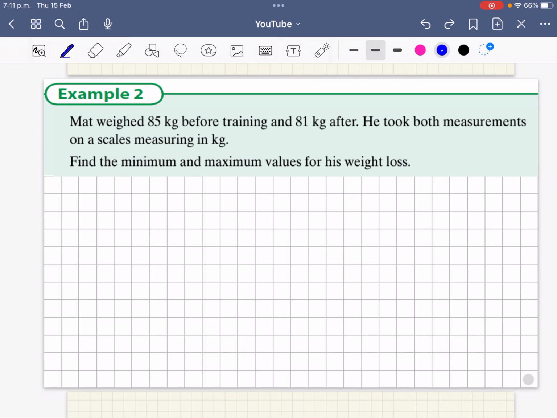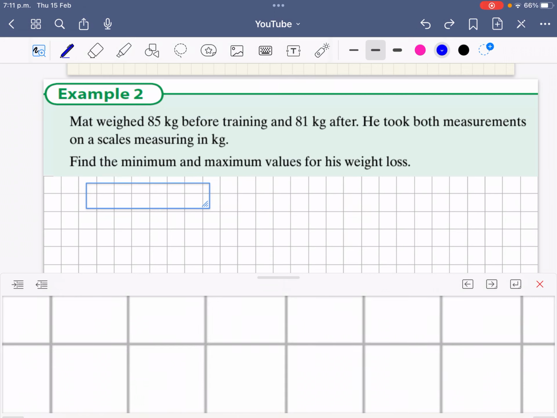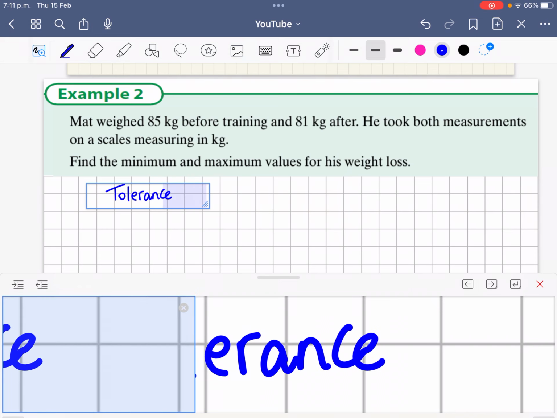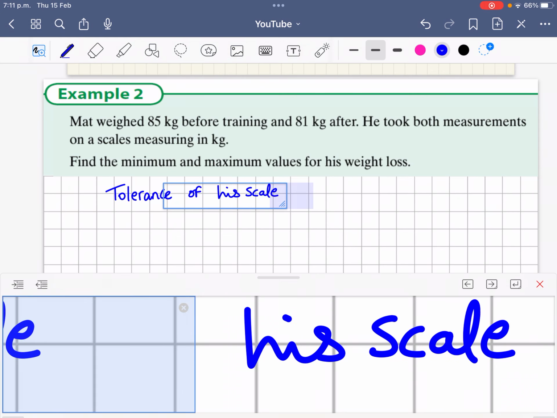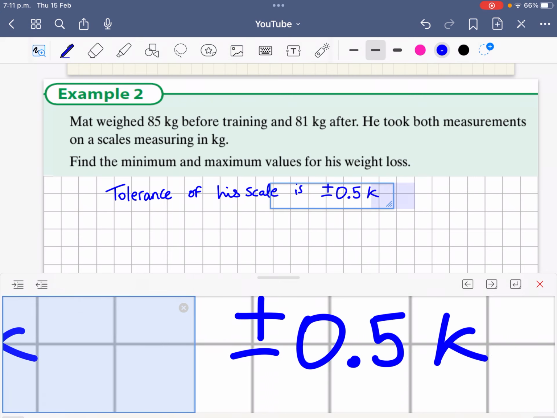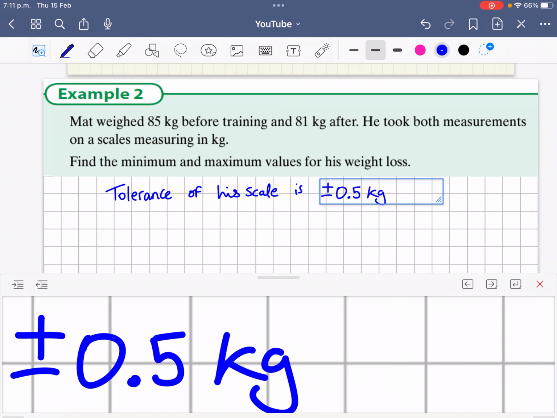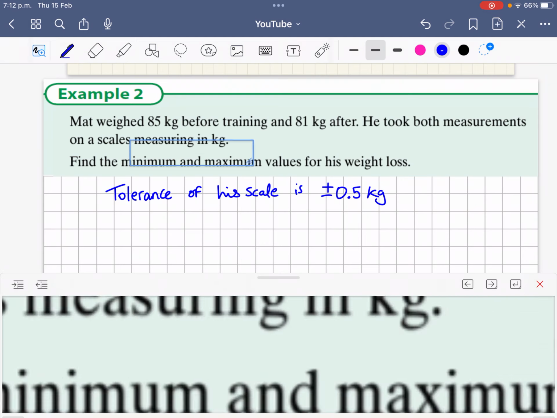So this is a scale, and in my last video I mentioned that tolerance when it's measured against a scale is always plus or minus 0.5 of the unit. So we're plus or minus 0.5 kg there because his scale is in kg. So therefore we want to find the max or the min before.